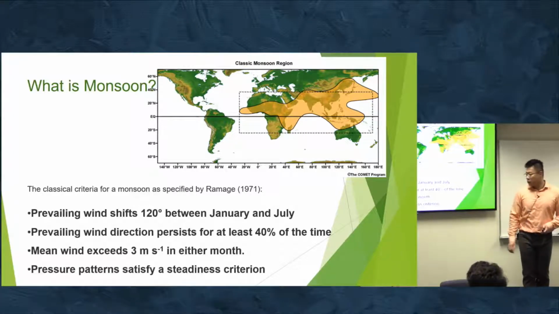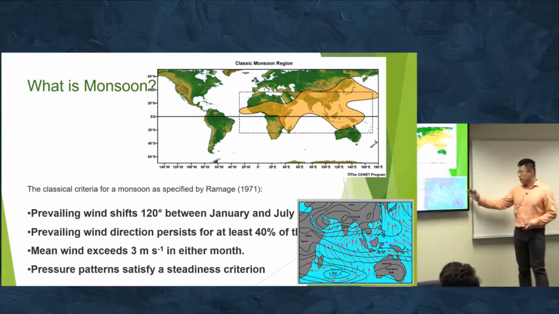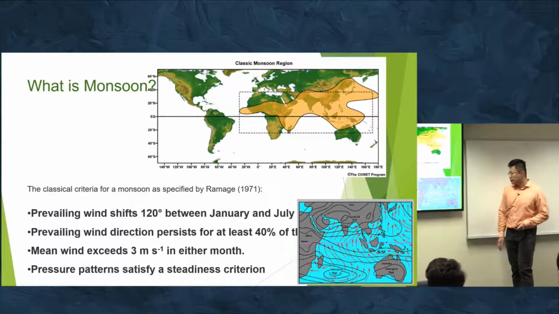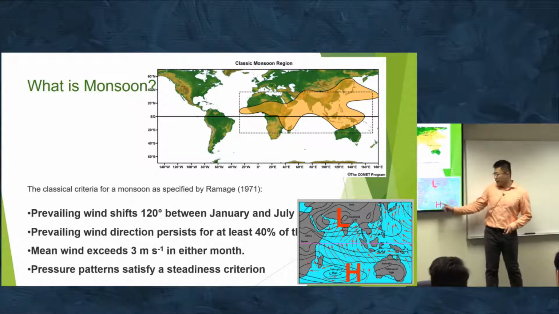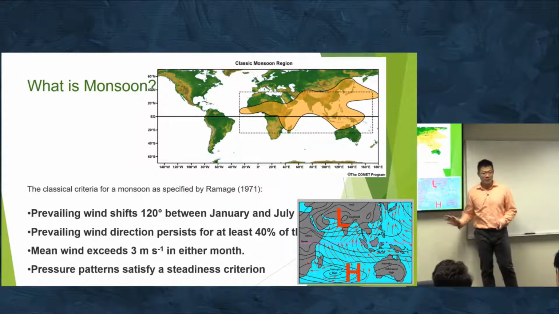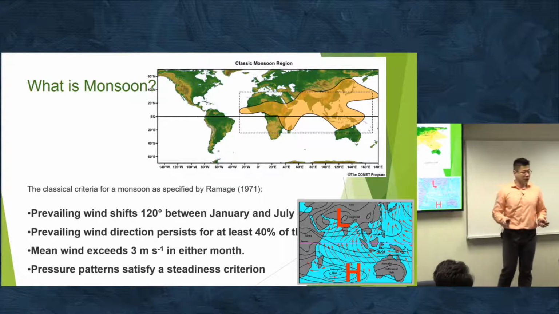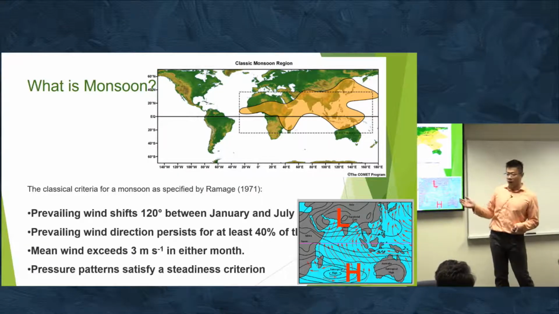The fourth is that the pressure pattern satisfies a steadiness criterion. Do you have any idea what that means? In this example, this is the India summer monsoon season. In this season, they always have a low pressure over here and a high pressure over the southern Indian Ocean. Do you have any questions so far about the criteria of the monsoon?